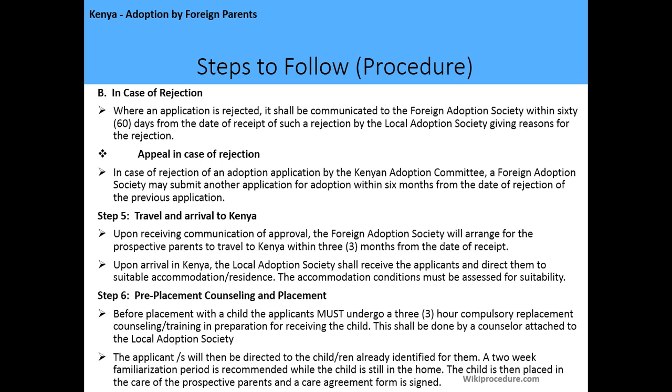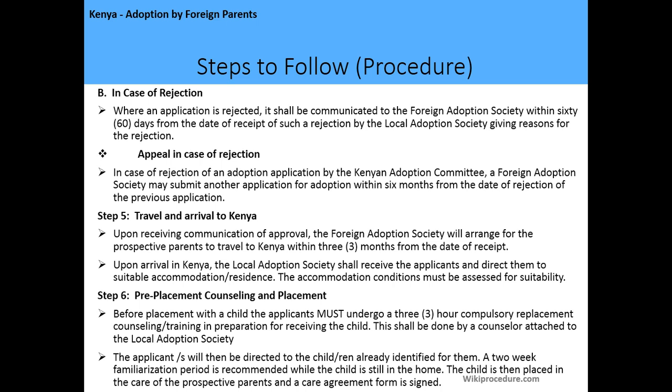The second scenario can be in case of rejection. So where an application is rejected, it shall be communicated to the Foreign Adoption Agency within 60 days from the date of receipt of such a rejection by the local adoption society, giving reasons for rejection. And in this instance, you can have an appeal.